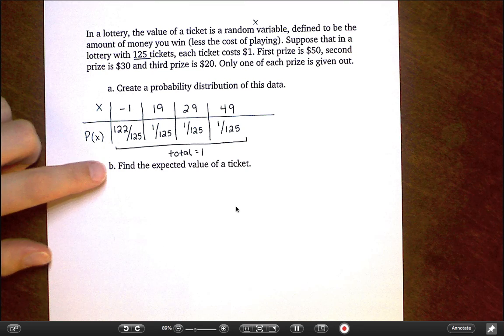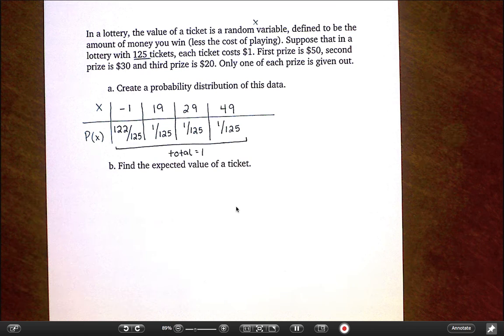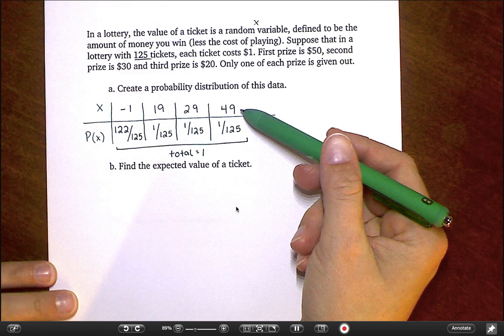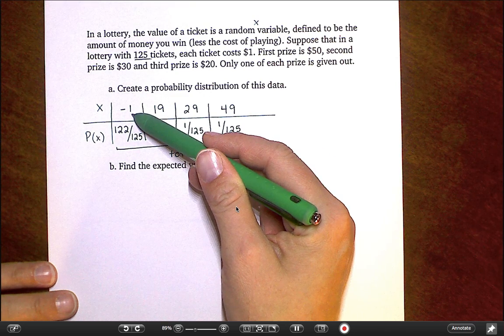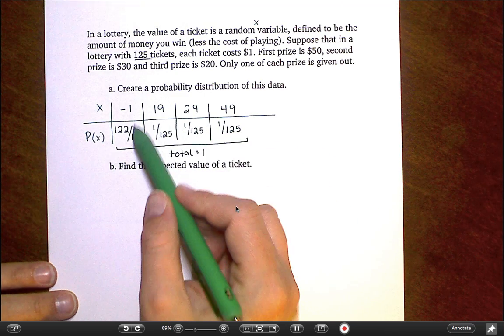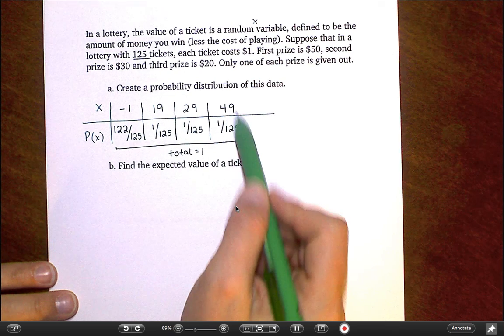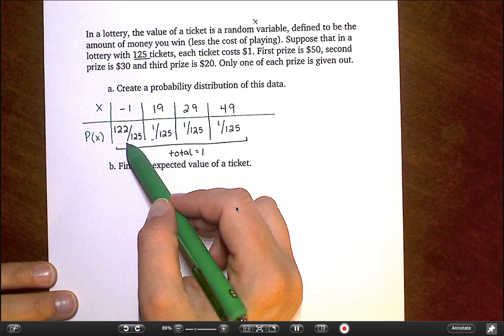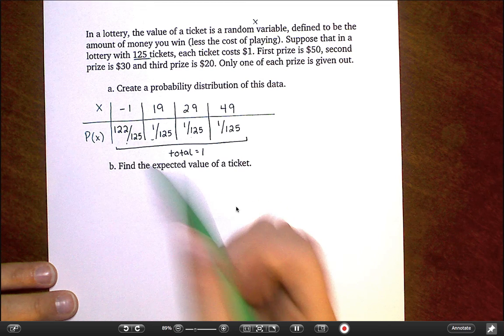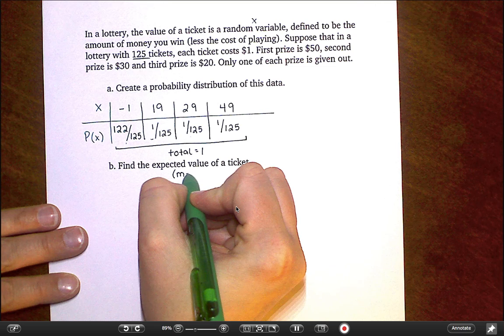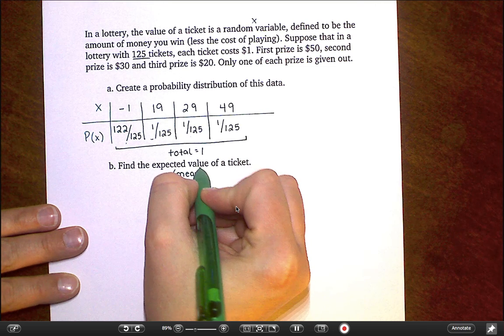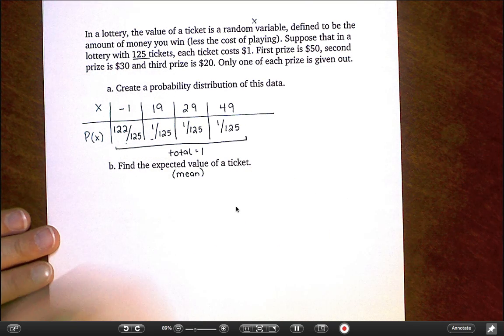Okay, so this is the part we didn't get to yesterday, the expected value of the ticket. The expected value of the ticket is basically a weighted average, okay? So it's like we're saying we have one of these and one of these and one of these and 122 of these, all right? So I'm going to take each one of these variables and multiply by their probabilities, okay? And then add them together to get my mean. By the way, expected value, that's the same question as if I were to ask you for the mean value here, okay? The mean value of a ticket. So this is what I'm doing.